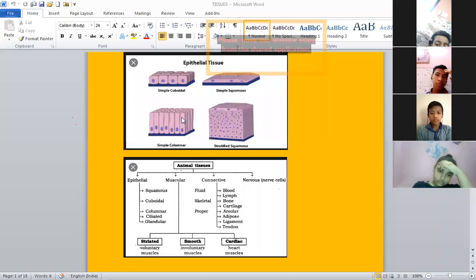Then comes glandular epithelium. What is glandular epithelium?